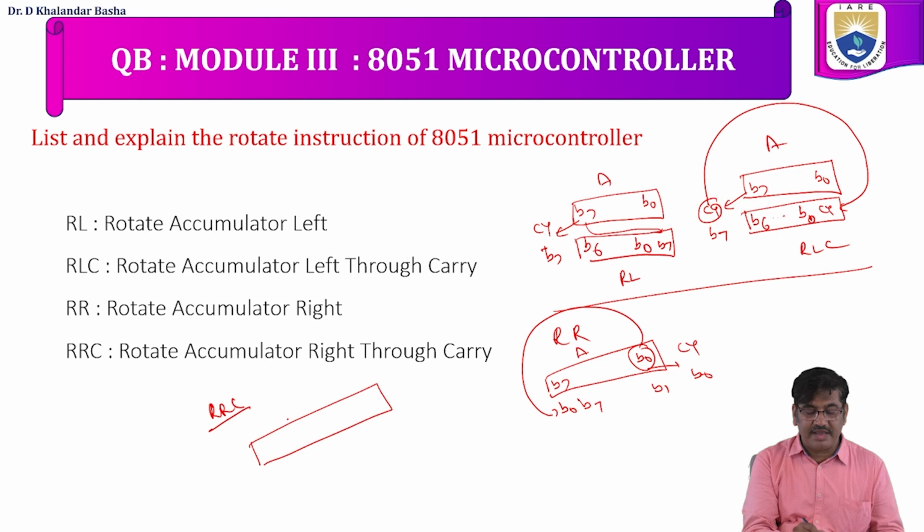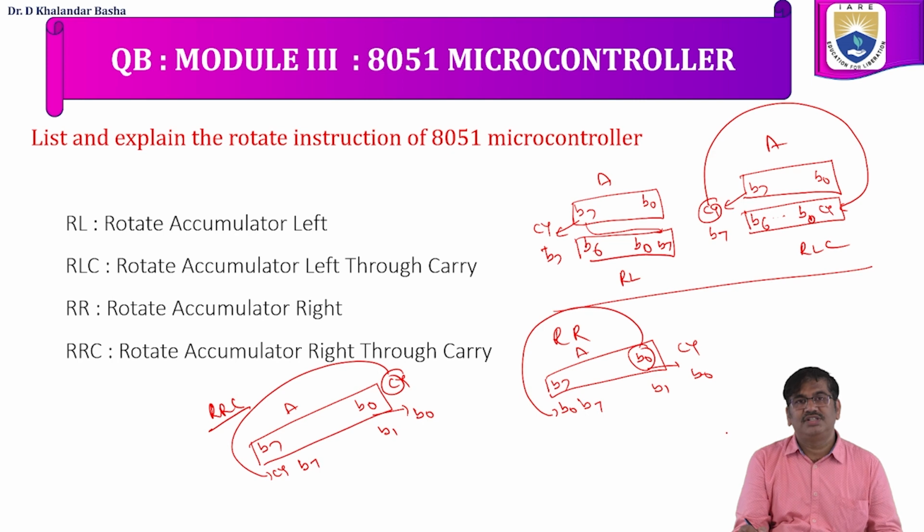The next one is RRC instruction, which is rotate right with carry. In this, the accumulator contents will be shifted towards right side along with the carry flag. So when we shift these contents towards the right side, B0 will sit in carry flag, B1 will occupy the LSB position, the previous MSB B7 will be shifted into the B6 position, and the previous carry will be placed in the MSB position. So this is rotating right with carry.